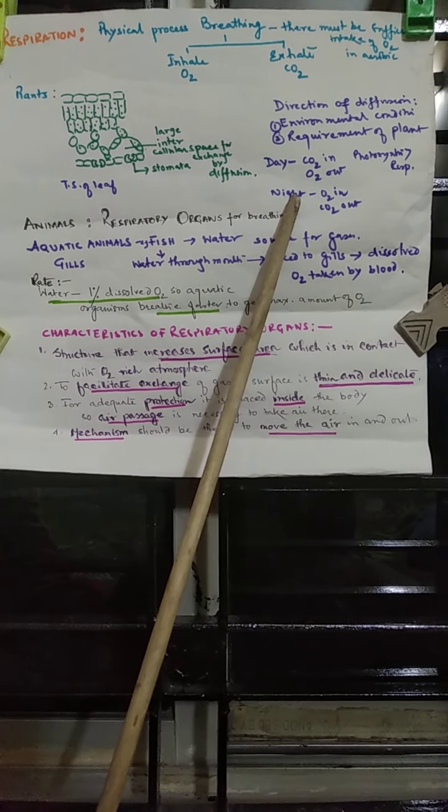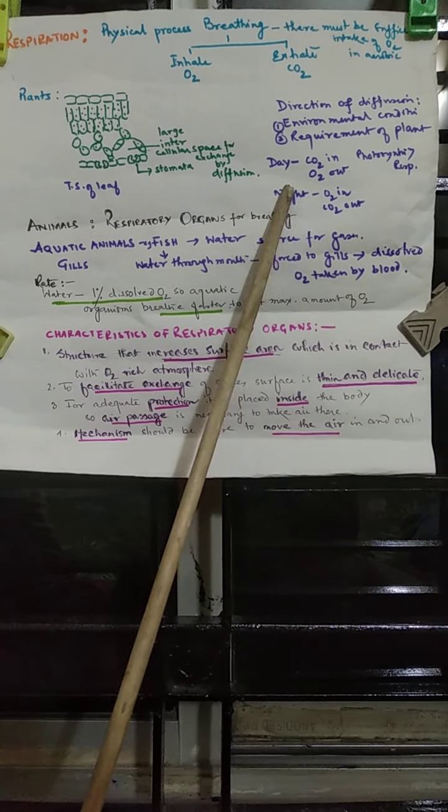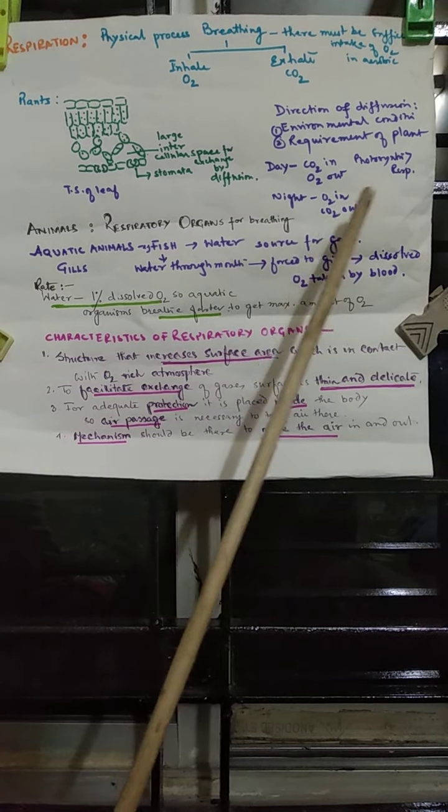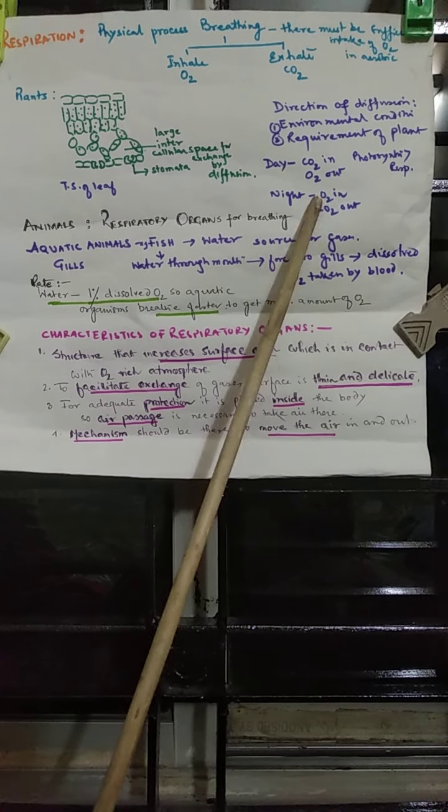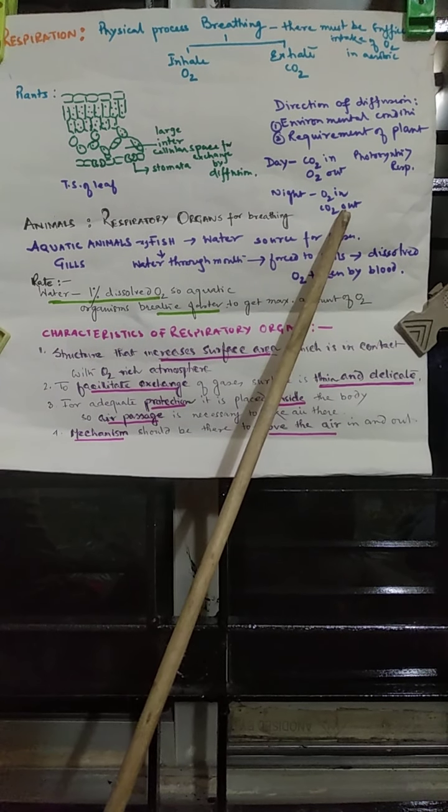During night, what happens? The rate of photosynthesis is very low, but the rate of respiration continues to be high. So here oxygen will be taken in and carbon dioxide will be released out from the plant.